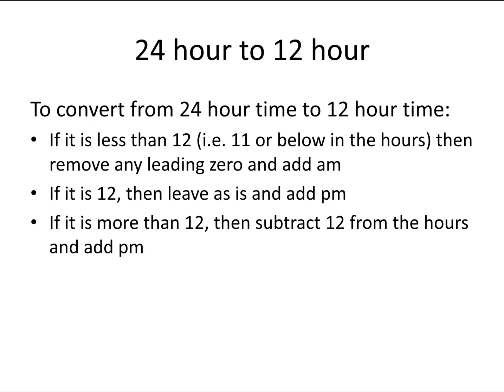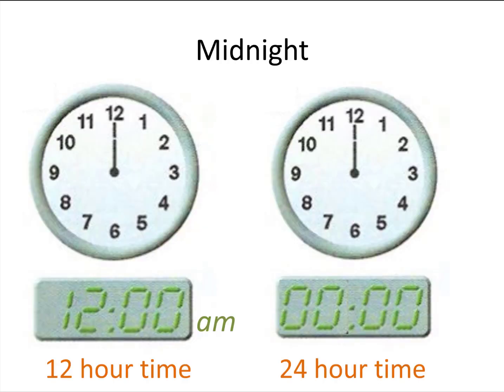What about 24-hour to 12-hour? Well, to convert to that, if it's less than 12, i.e. 11 or below, then we remove any leading 0 and we add AM. If it's before 12 in 24-hour clock, it must be in the morning, from midnight to midday. If it is 12, then we leave it as is and add PM. If it is more than 12, we subtract 12 from the hours and add PM. What about midnight? In 12-hour time, it's 12 AM. In 24-hour time, it's all zeros. So it's the starting point. It's where we start.